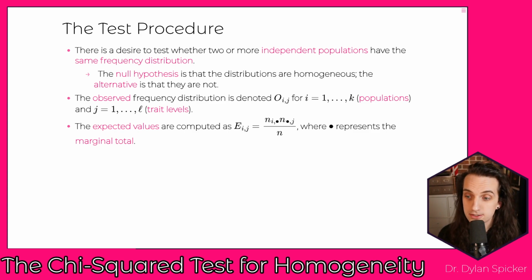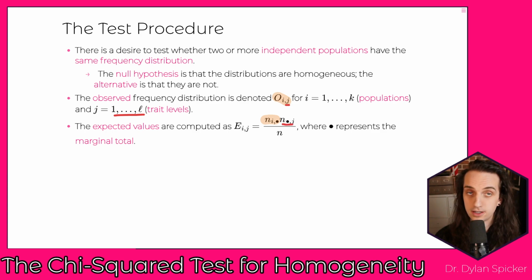Now, our expected value is going to be given by E_ij, corresponding to O_ij, and that's going to be equal to N_i. times N_.j divided by the total number N. By way of notation, N_i. is going to be the sum of all the individuals who are in the ith population. So we take O_ij and we add up across this second index of j. We're adding up all of the values for j, so that's j = 1 to L. So when we place a dot there, what we mean is we fix the i and we add up over the j.